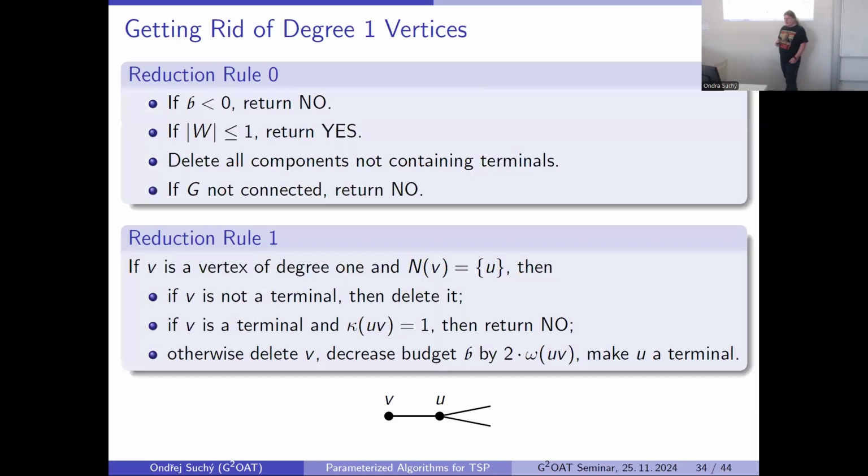Okay. There are some simpler rules that make sure that we are not in any edge case. And then there is a simple rule which deals with vertices of degree 1. Kernelization is usually specified in terms of rules which say, if this appears in your graph, then do this and that with your graph. So here, if you have a vertex of degree 1 and it is not a terminal, then simply delete it. It's useless in the instance. If it is a terminal, but the edge adjacent to it only has capacity 1, then there is no hope to find a solution. Otherwise, we just delete this vertex and make its neighbor a terminal if it wasn't before, and decrease the budget by 2 times the weight of this edge.